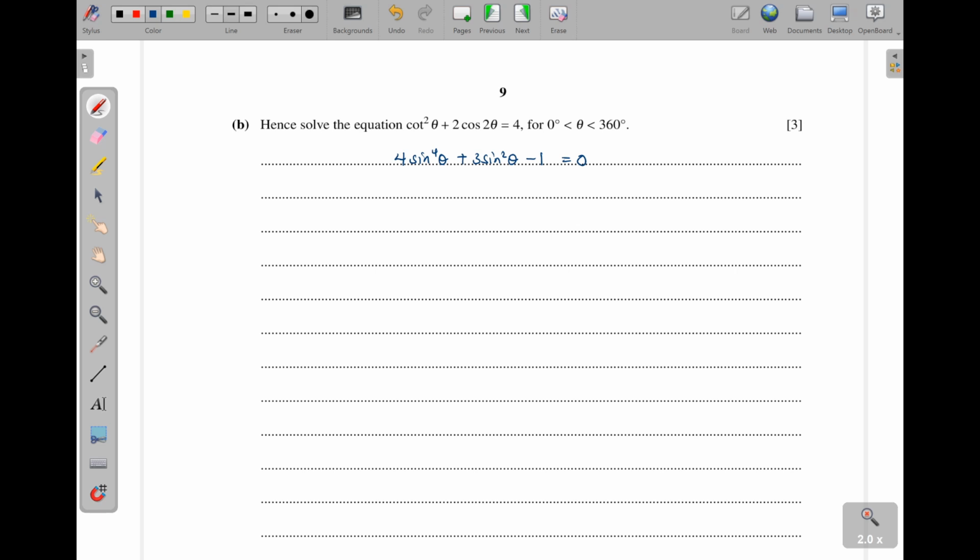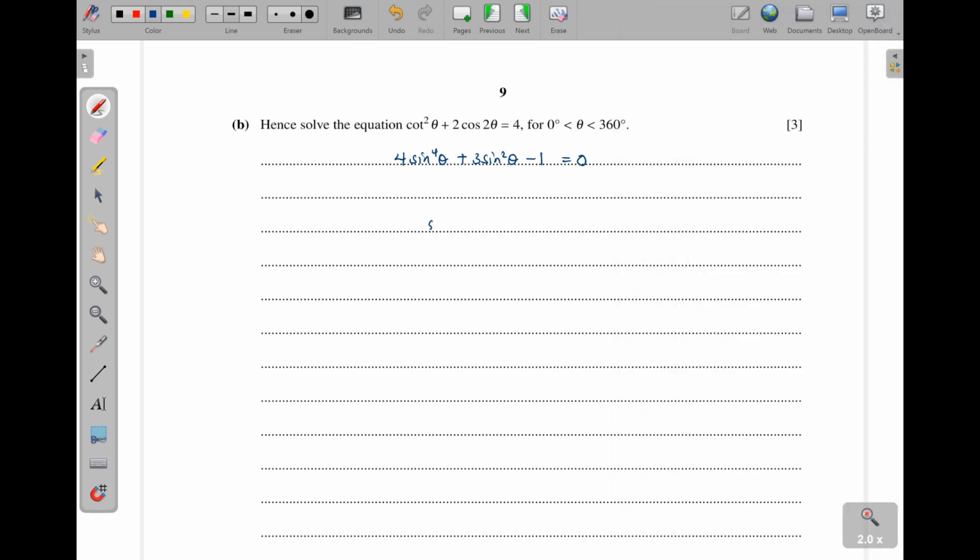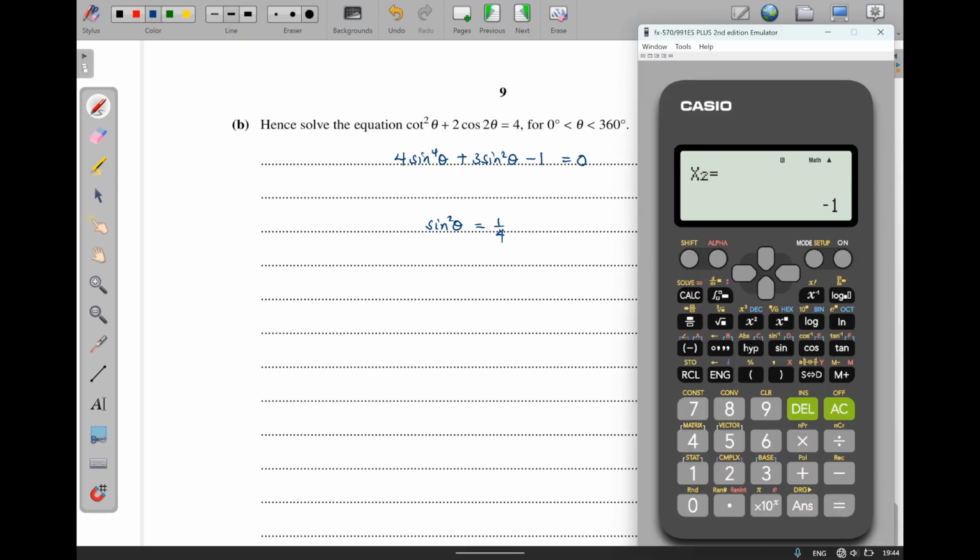So I can get my calculator and then I factorize it straight away. Mod, then equations 5, then quadratic is 3, then 4 here, 3, then -1, then press equals, that is a quarter. So I'll write here sine squared theta. Remember, it is a quadratic in sine squared theta, which is equal to a quarter. Okay. Then the other one is -1.